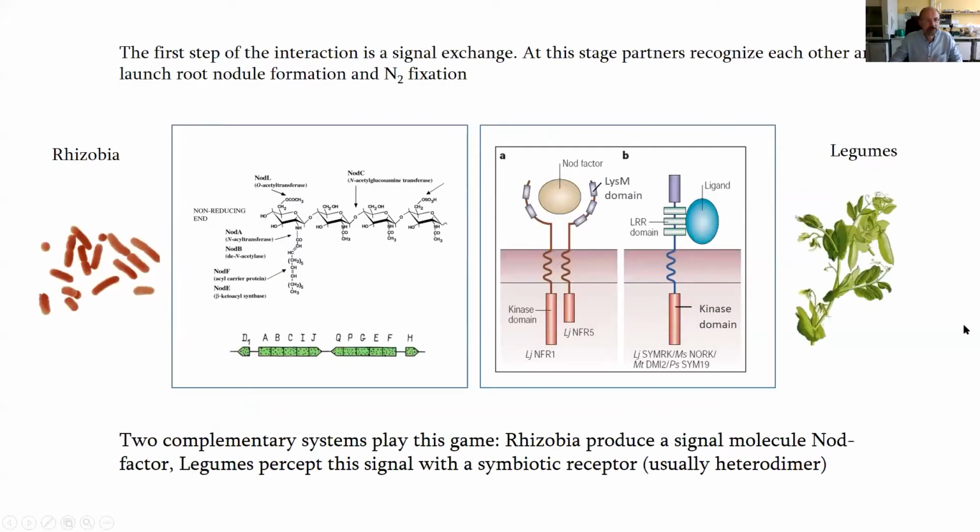And the first step of interaction between rhizobia and legumes is a signal exchange. At this stage, partners recognize each other and launch root nodule formation and nitrogen fixation. From the rhizobia side, the system consists of genes controlling Nod factor synthesis. It is a signal molecule. From the legume side, it is a system of plant receptors responsible for Nod factor perception.